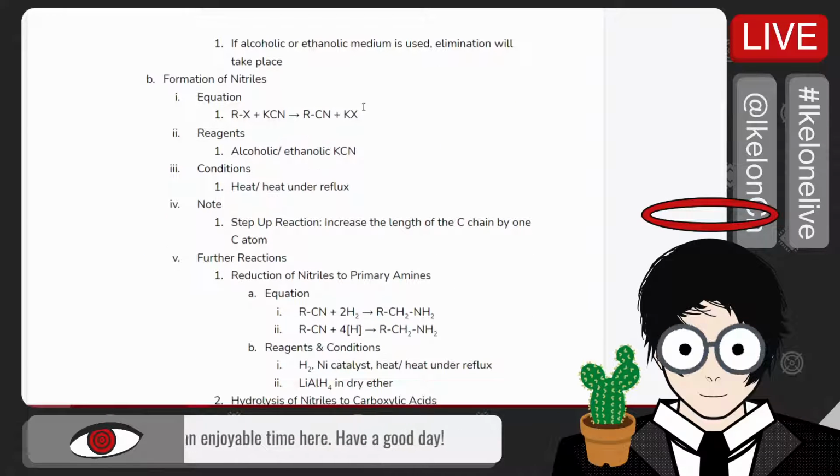For nitriles, it will be this, and the reagent is ethanolic or alcoholic KCN. Condition is heat or heat under reflux. And note that this is a step-up reaction. What this means is that it increases the carbon chain by 1 C atom. You see, this R originally has however many carbons in R, but after the reaction, it gained 1 more C.